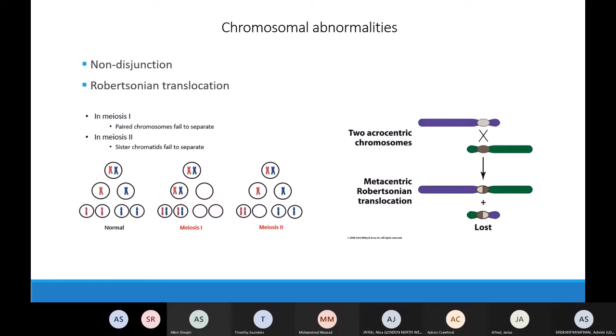Okay, so just going to quickly go through chromosomal abnormalities that you need to know. Non-disjunction is when the sister chromatids fail to separate during the anaphase stage of meiosis. So it could be anaphase 1 or 2.